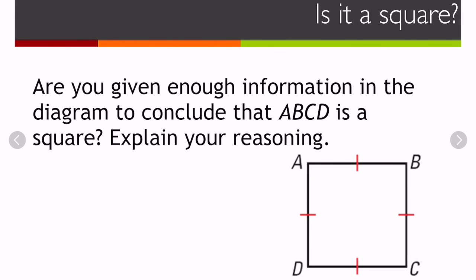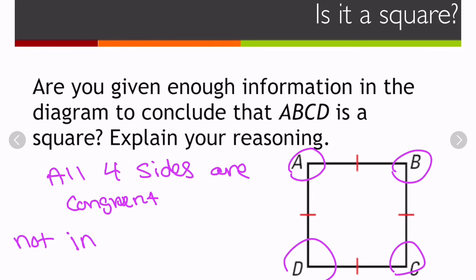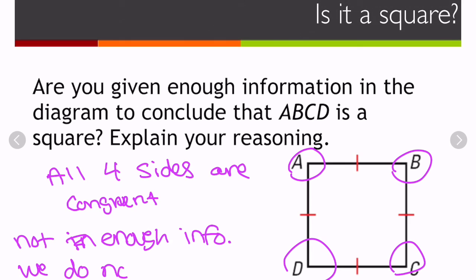Okay, let's look at another one. Are we given enough information in this diagram to conclude that ABCD is a square? So what we know is that all four sides are congruent. For a square, we need to have all four sides congruent and all angles right angles. But we don't know anything about the angles right here, right? They kind of look like they're right angles, but they're not actually telling us. So we would say that we don't have enough information because we do not know about the angles.